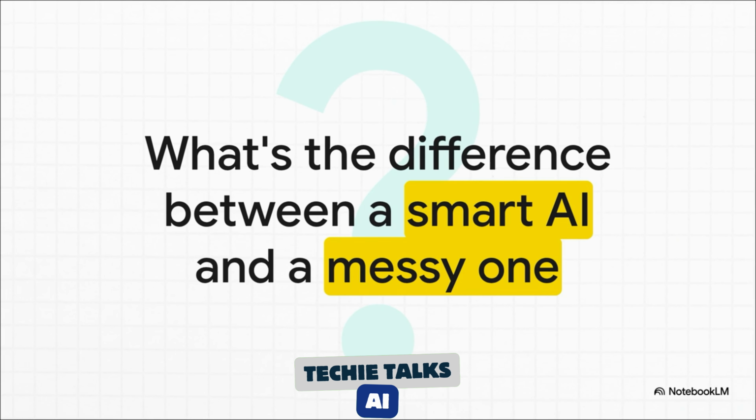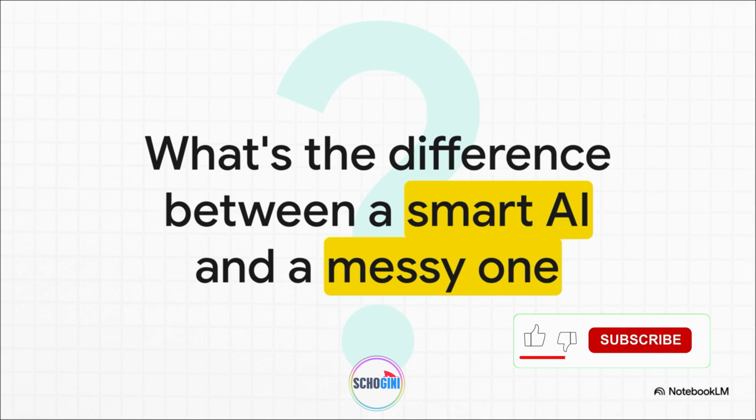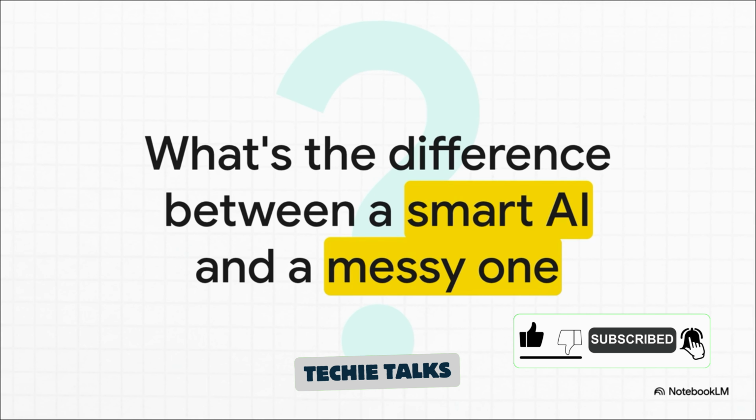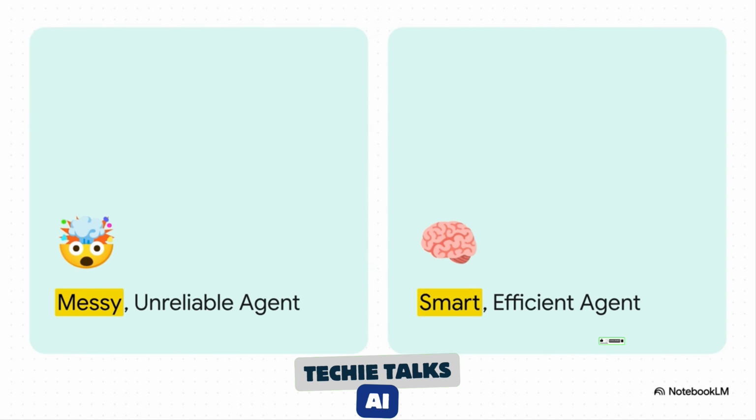This is the big question, isn't it? You've probably had that experience where an AI seems like a genius one minute, and then the next, it's just completely off the rails. What's going on there? Well, a lot of the time, the secret sauce is something we can all relate to. Good old-fashioned organization. You know, when you look at these two, the messy one versus the smart one, the real difference isn't always about processing power.